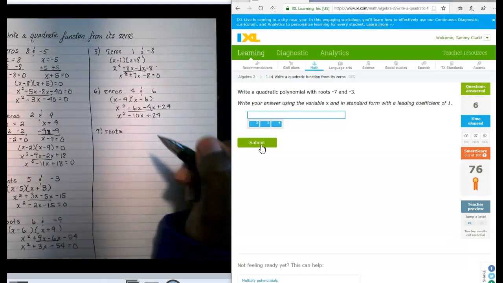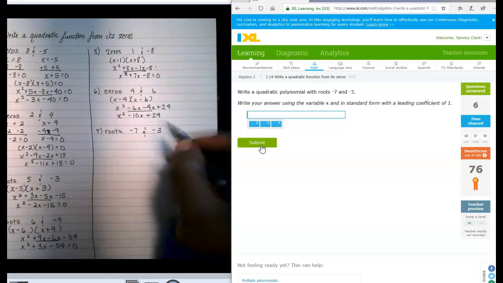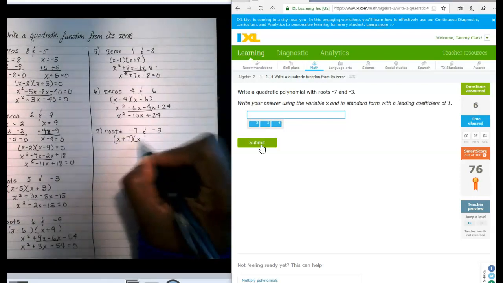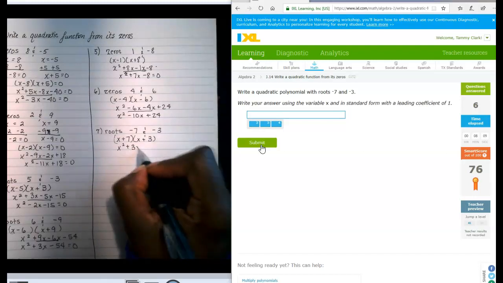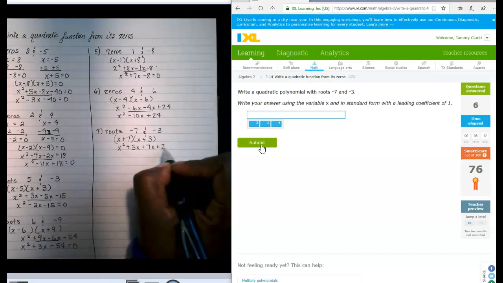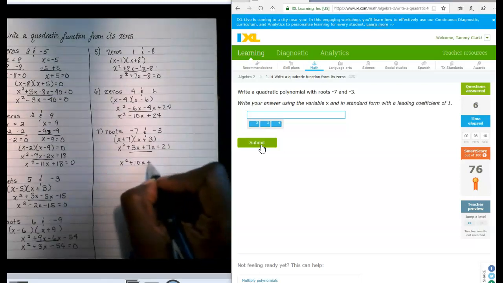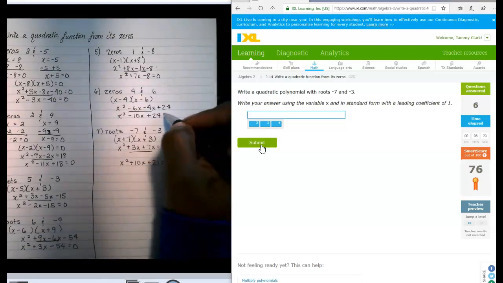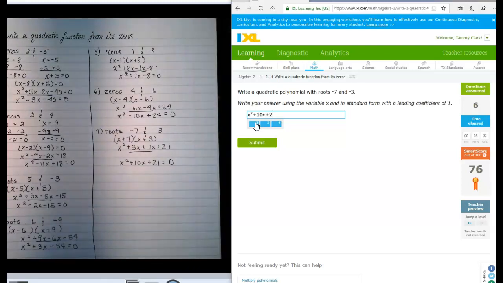So our roots are -7 and -3. So we're going to make this x plus 7. And we're going to multiply that by x plus 3. So x times x is x squared plus 3x plus 7x plus 21. Combine like terms, we've got x squared plus 10x plus 21. Set that equal to 0, which I forgot to do on the other one. So x squared plus 10x plus 21.